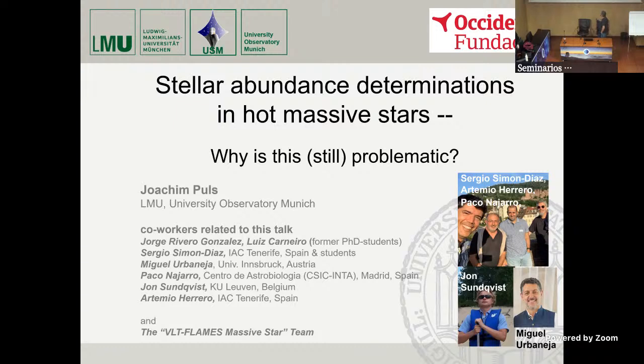So, good. Today I want to speak about stellar abundance determinations in hot massive stars, and the reason is that I'm working on this together with my colleagues from the IAC, particularly Sergio and Artemio, but there are also, of course, other collaborators in this talk, particularly Sergio's students. I will come back to them in a second. Then my former PhD students, Jorge Rivero González and Luis Carneiro. And there is also, of course, Miguel Urbaneja, currently at the University of Innsbruck, but he was also a former student here together with Artemio and also myself.